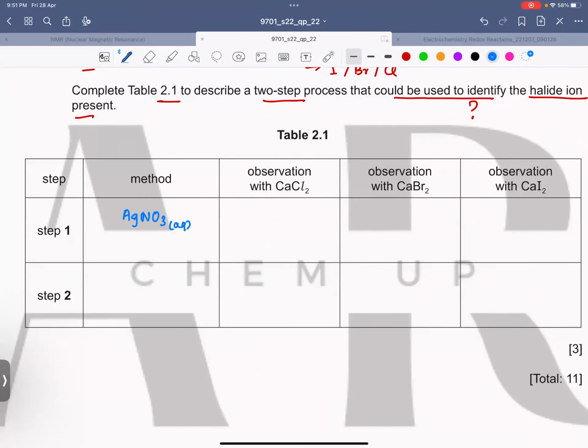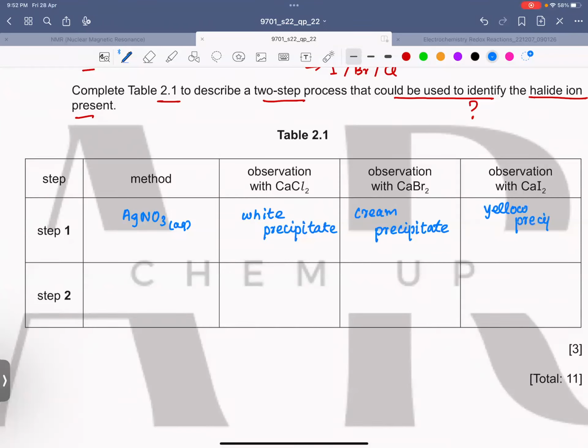So what would happen? On adding aqueous silver nitrate, chloride gives white, bromide gives off-white, and iodide gives yellow. Here we are going to get white precipitates. Which color did you suggest for calcium bromide? Off-white. Okay, but the more preferable color is cream precipitate. You may write cream precipitate instead of white. In case of iodide, we will get yellow precipitates.